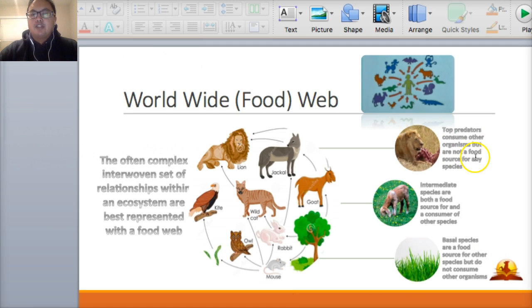The top predators consume other organisms, but are not a food source for any other species. Intermediate ones, like here in the middle of the food web, are both a food source for upper level consumers, and they eat producers. And then the basal species are a food source for all other species, but they themselves don't eat or consume any other species. That's a food web.